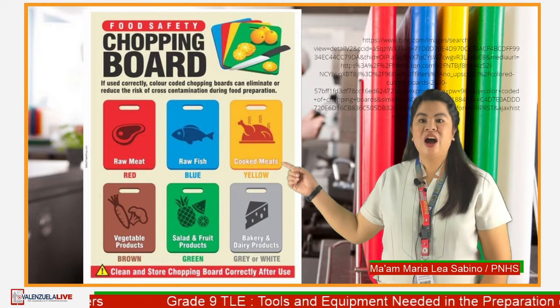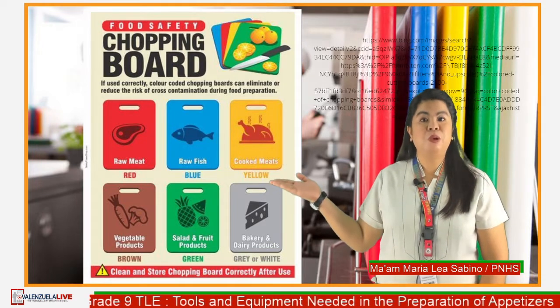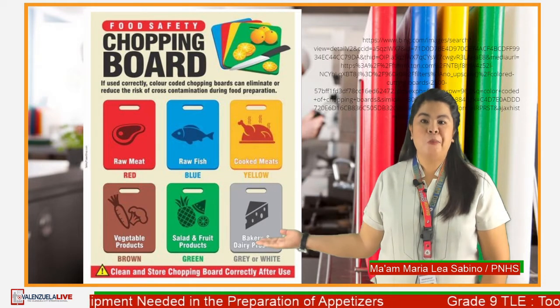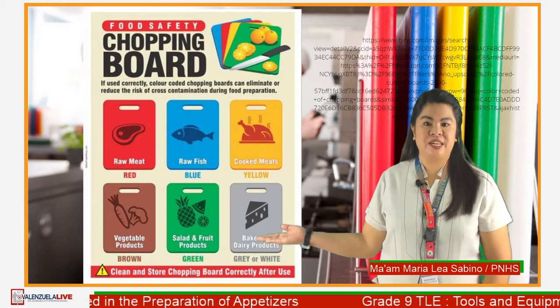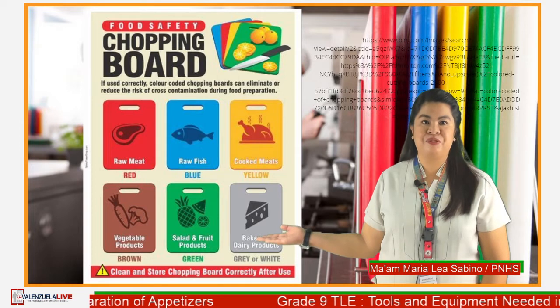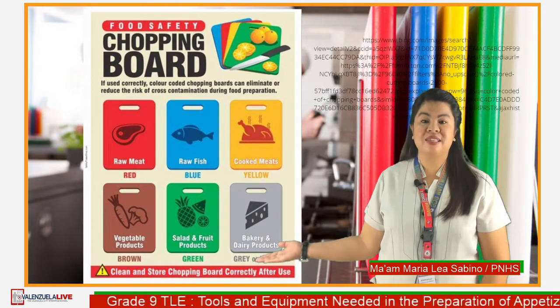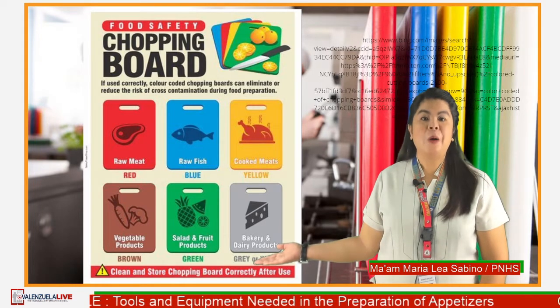Red is for raw meat. Blue is for raw fish. Yellow is for cooked meats. Brown is for vegetable products. Green is for salads and fruits. And white or gray is for dairy products like cheese and bakery products.